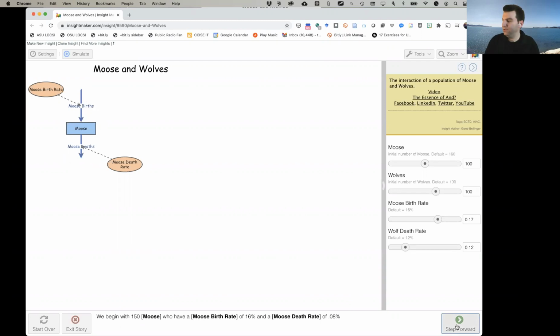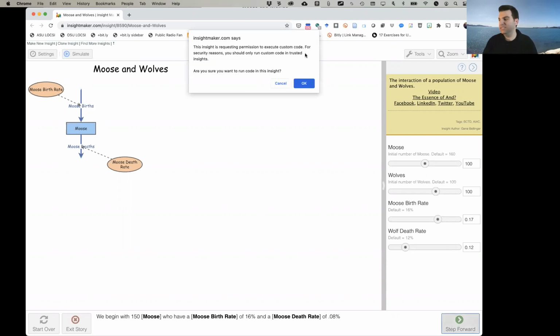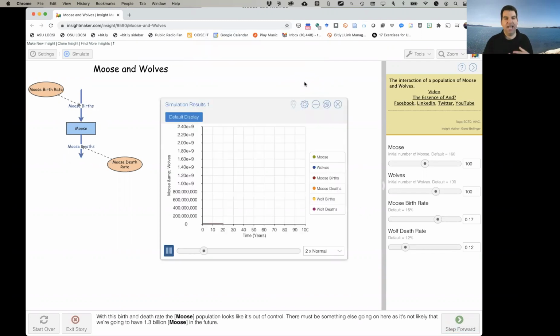If you simulate one of these, which is equivalent to asking the computer to do the calculus for you, it will generate a graph like this one. This graph shows exponential growth. This is what's going to happen whenever the birth rate is greater than the death rate. You just get moose that grow and grow and grow. You get an unlimited number of moose.